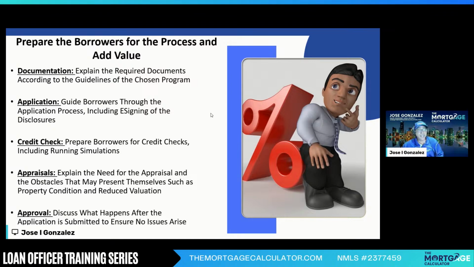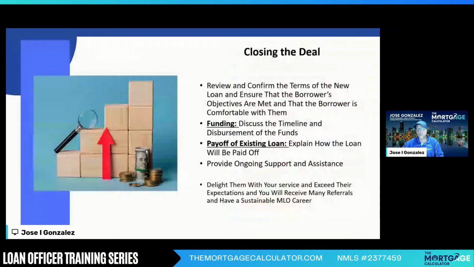And then discuss with the borrowers what happens after the application is submitted to ensure that no issues arise, right? What we're talking about, again: don't open any new credit, don't spend all your money, don't accept gifts in cash and deposit them, don't make any large deposits, any of these things that could throw a wrench into your deal. But remember, at the mortgage calculator, we do have options for those non-QM loans that don't have seasoning or sourcing requirements on large deposits. So just know that we have solutions to all of those issues.